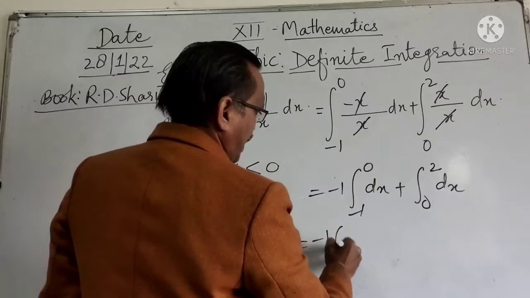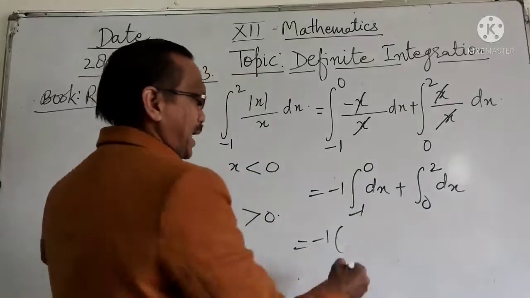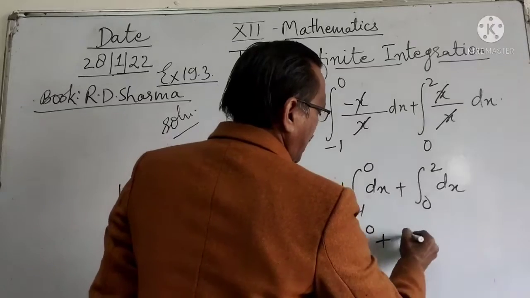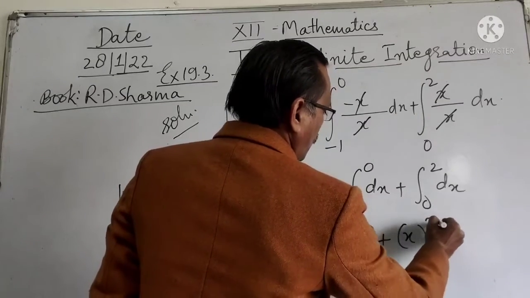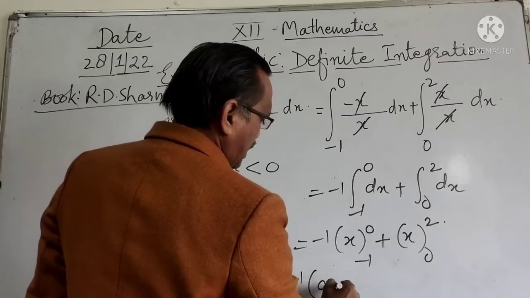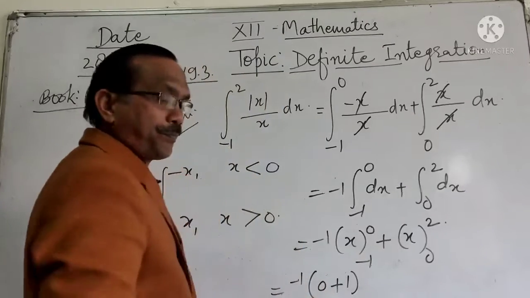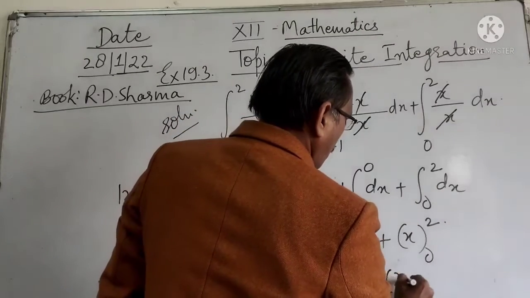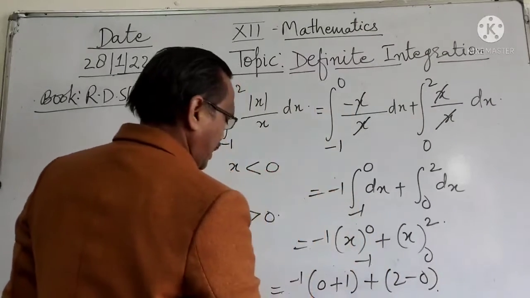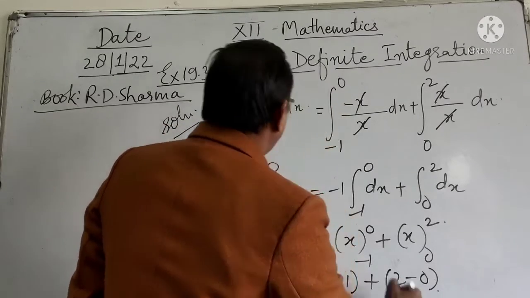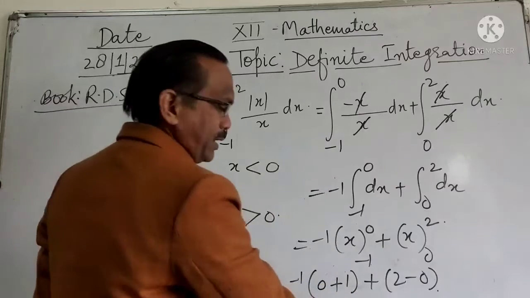Now integration of dx is x, limit minus 1 to 0, plus here integration of dx is x, limit 0 to 2. Then it is minus 1 times 0 minus minus 1, then it is plus 1 plus 2 minus 0. It is minus 1 plus 2, which is 1. So its integration is 1.